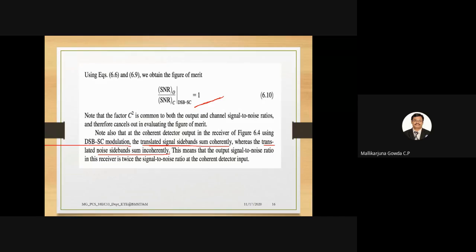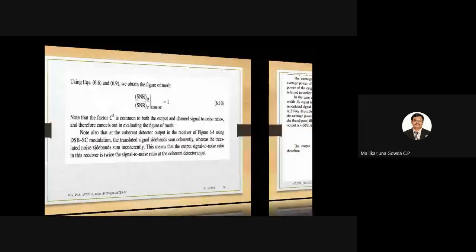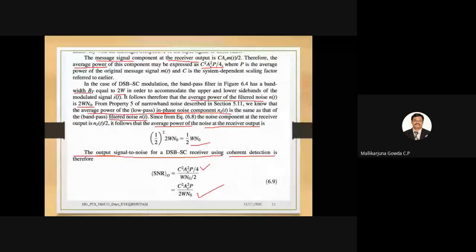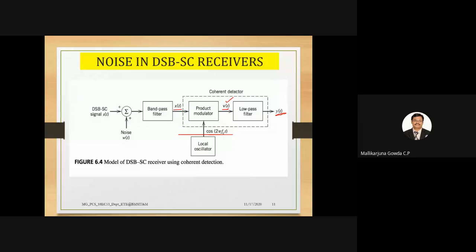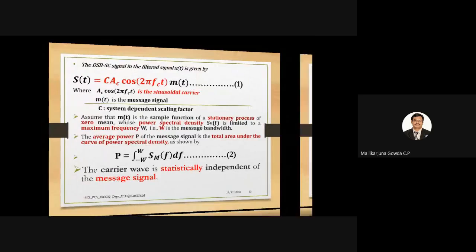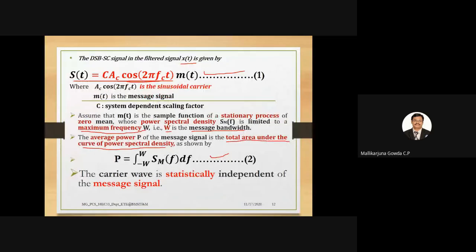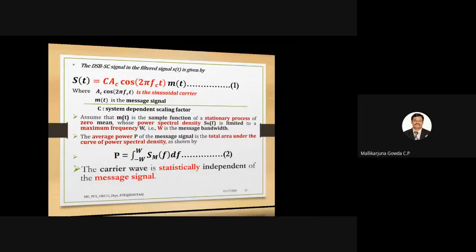This will be asked for 10 marks or sometimes 8 marks. What you are supposed to do is write the block diagram of the DSBSC receiver. Don't confuse it with the receiver we discussed earlier, where we were not talking about noise. Here you have to write the white noise at the input side. Then clearly define the band pass filter and its output x of t. Then represent how to find the average power of the message signal, the channel signal to noise ratio, then the output SNR.